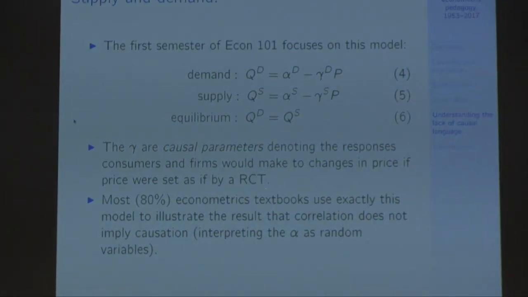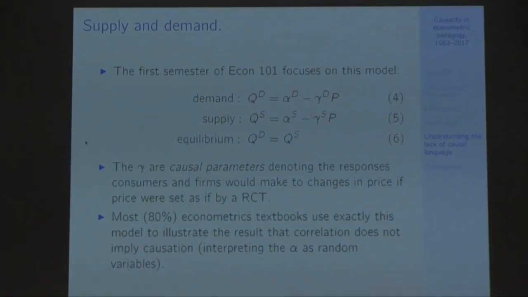So 80% of the econometrics textbooks I looked at use exactly this little model to talk about simultaneous equations bias or other forms of bias when we're trying to estimate a demand curve. Here we've got the demand function, the supply function, an equilibrium relationship, and these gammas. The slopes of the supply and demand curves here are, in fact, causal parameters. They won't be defined that way in a microeconomic theory textbook, or, as I've just shown you, in econometrics textbooks, typically. But I don't think anyone's confused about this.